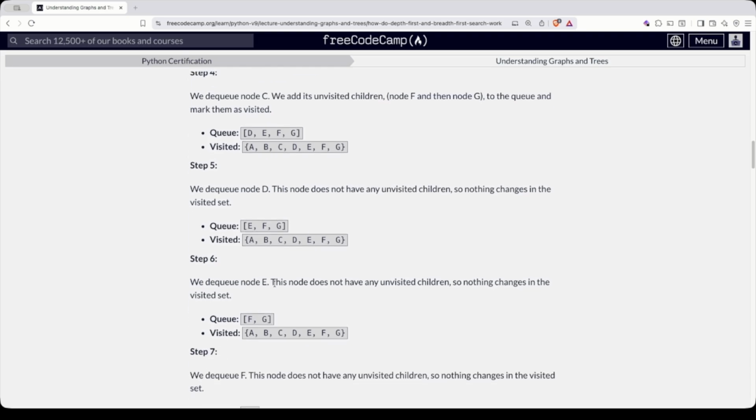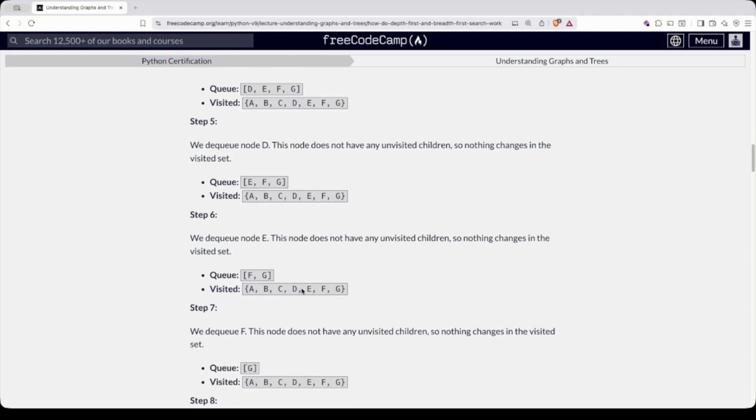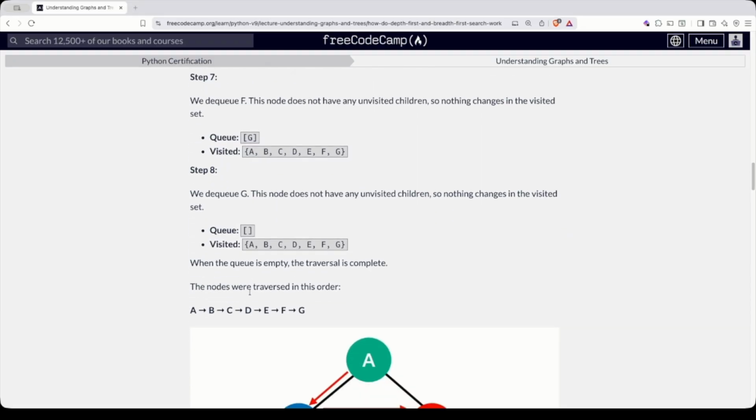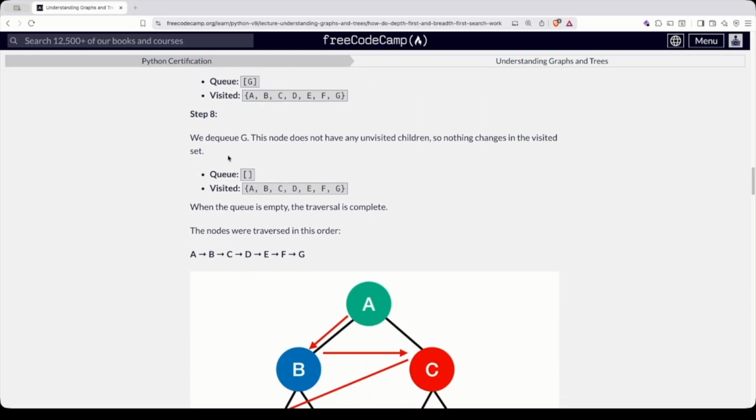Step 6, E is dequeued. It doesn't have any children, so there's nothing to change in the visited set. So it just repeats for F and G. And then finally, the queue is empty. The traversal is complete. The nodes were traversed in this order: A, B, C, D, E, F, and G.